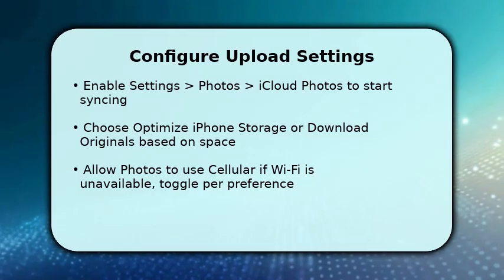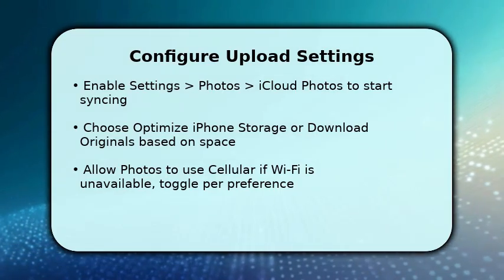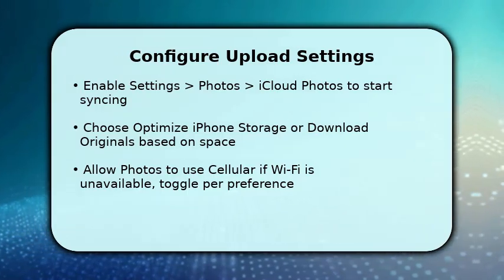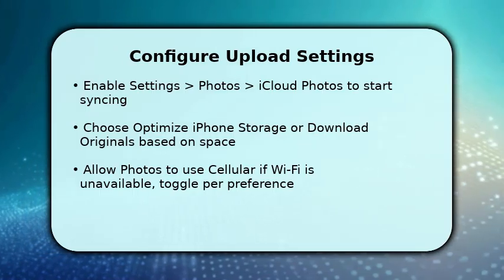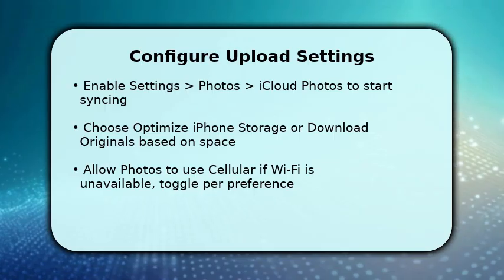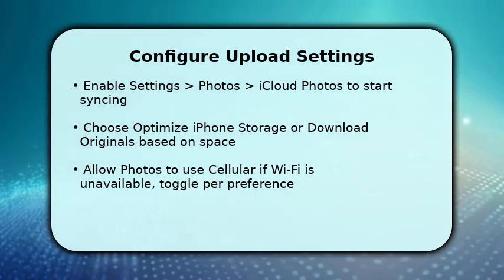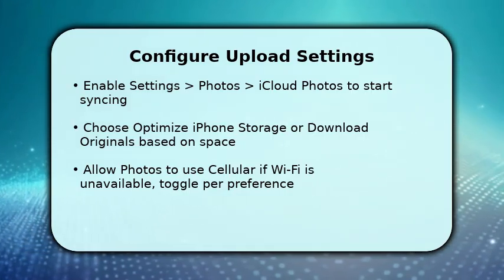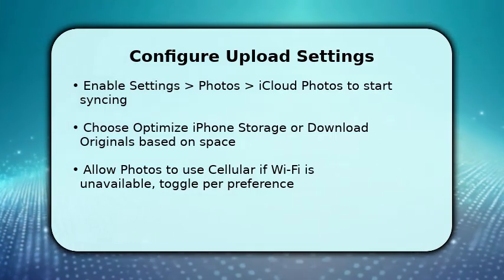Now configure how photos are handled. In Settings, tap Photos and turn on iCloud Photos. This tells your device to upload new items automatically. Decide between optimize iPhone storage to save local space or download originals if you need full resolution locally. Choose based on available device storage. If you want uploads on the go, enable cellular data for photos, just be aware of data caps. Once these options are set, the library begins processing.